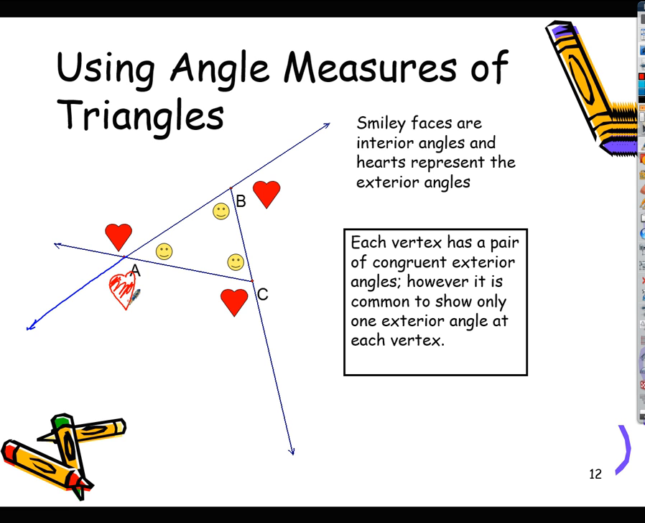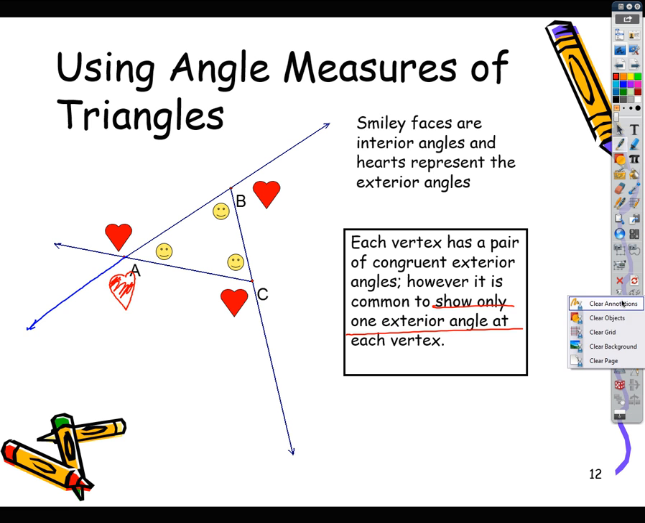Right? And so for that reason, we typically only show one exterior angle at each vertex. Because if we showed the other one, we already know it's going to have the same magnitude, same measure, right? That make sense? Okay, so take your pick, whichever one's more convenient to draw, that's the one we'll draw.